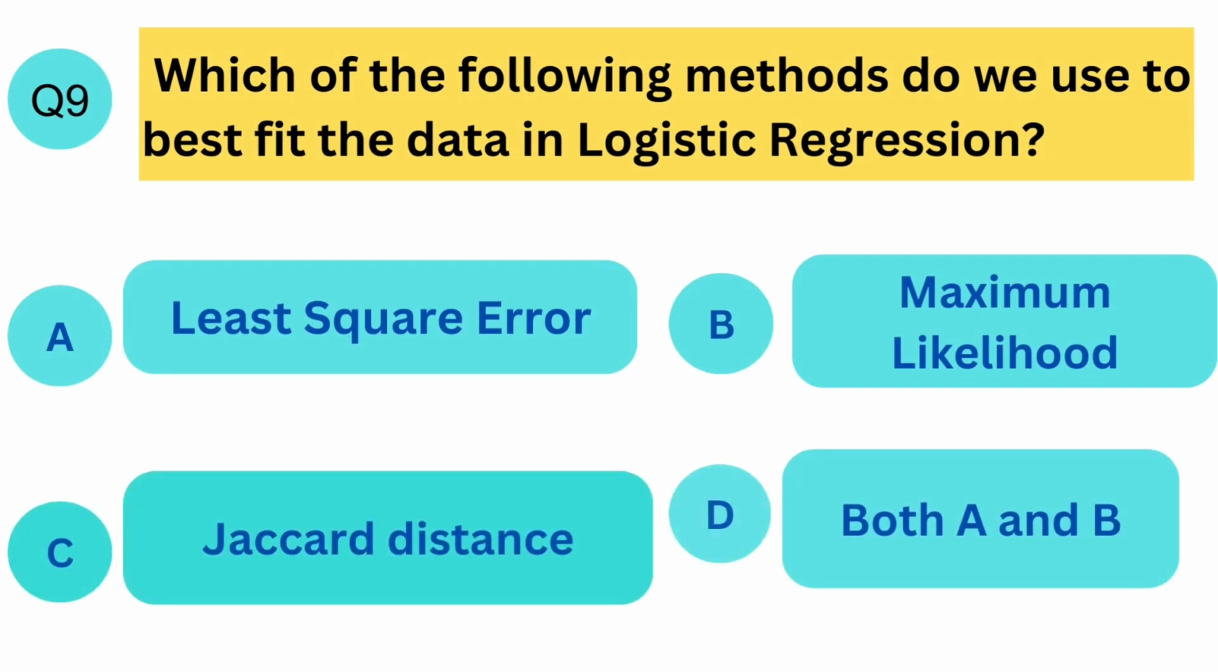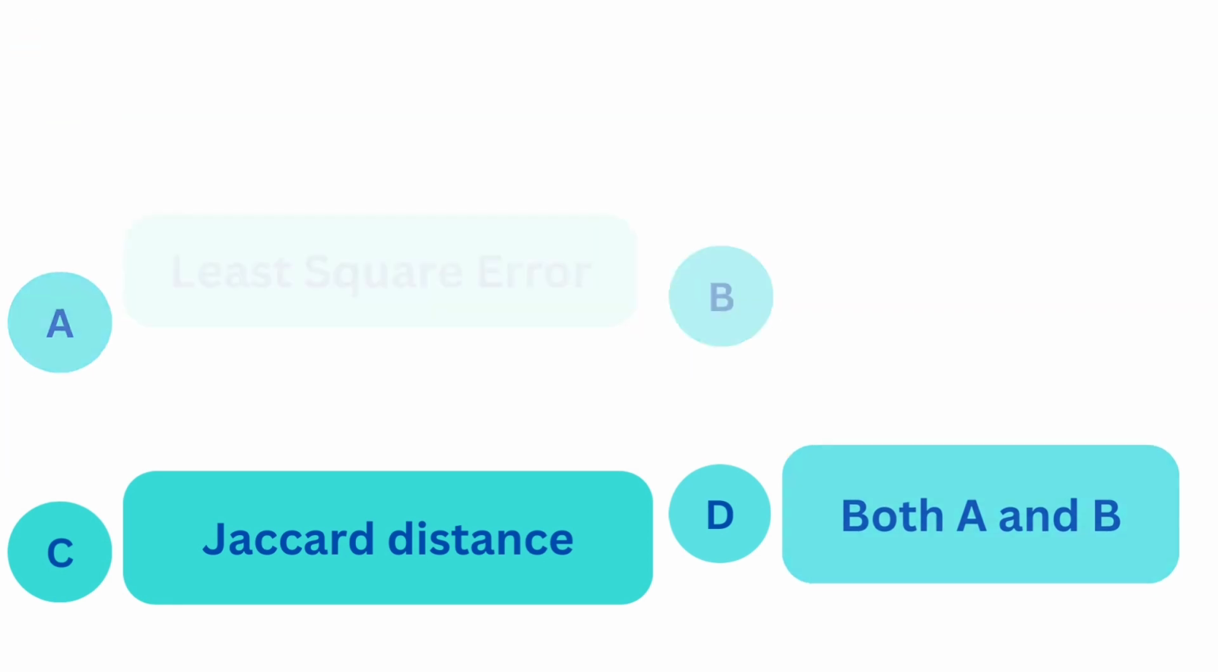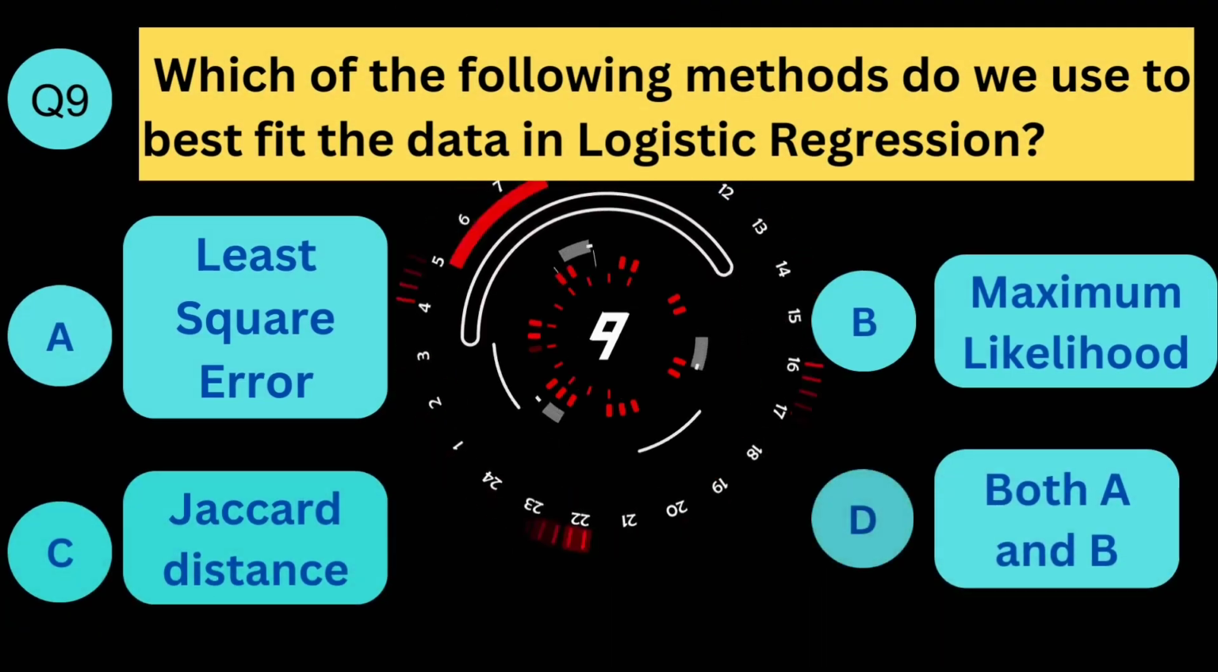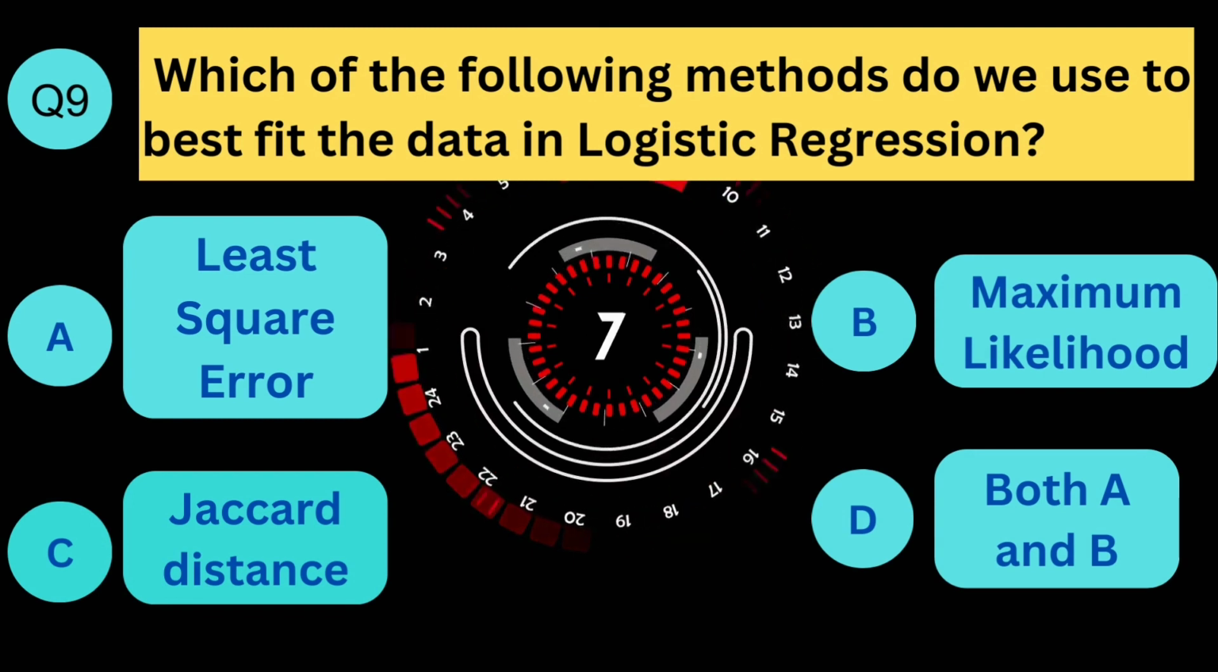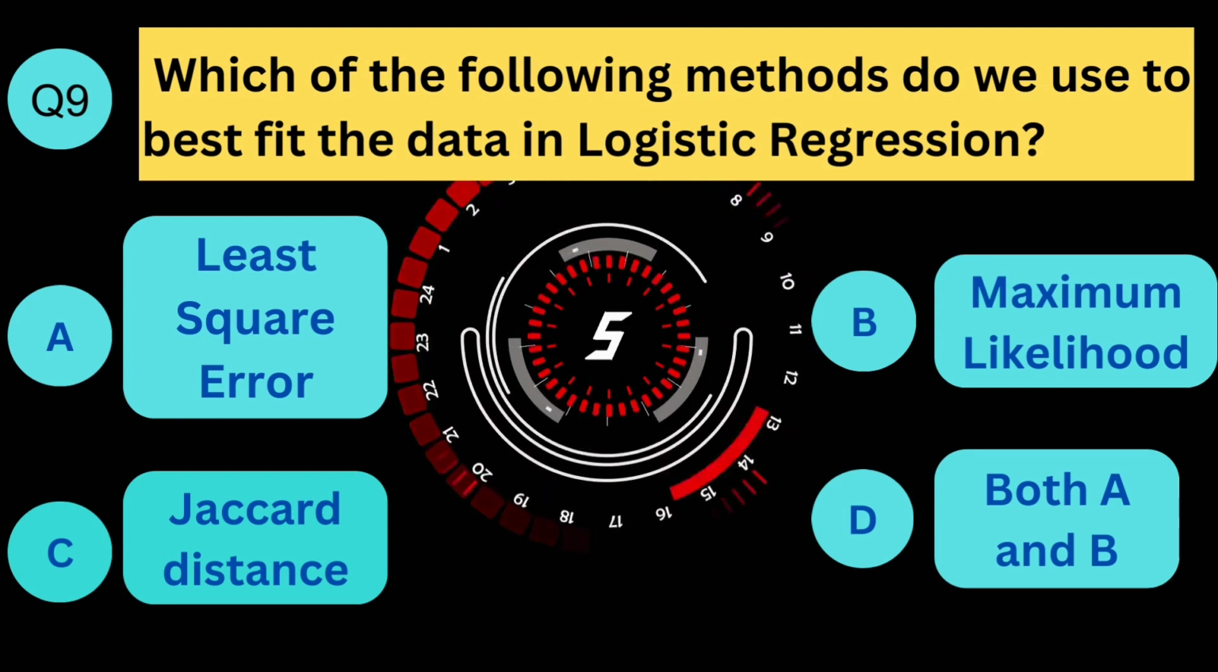Question 9. Which of the following methods do we use to best fit the data in logistic regression? A. Least square error. B. Maximum likelihood. C. Jaccard distance. D. Both A and B.